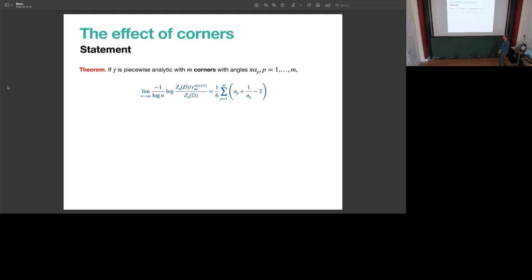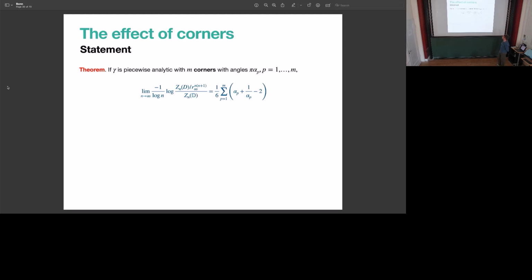So here's the theorem. Besides having corners, we have a strong assumption: gamma is assumed to be piecewise analytic now. It could be a polygon, for instance. Say it has m corners with prescribed interior angles, pi alpha_p. Then the result is that the corresponding quantity that converged towards the Loewner energy in the Weil-Petersson setting, now renormalized by log n, which is the correct divergence, converges to this number on the right hand side. It only depends on the corners.